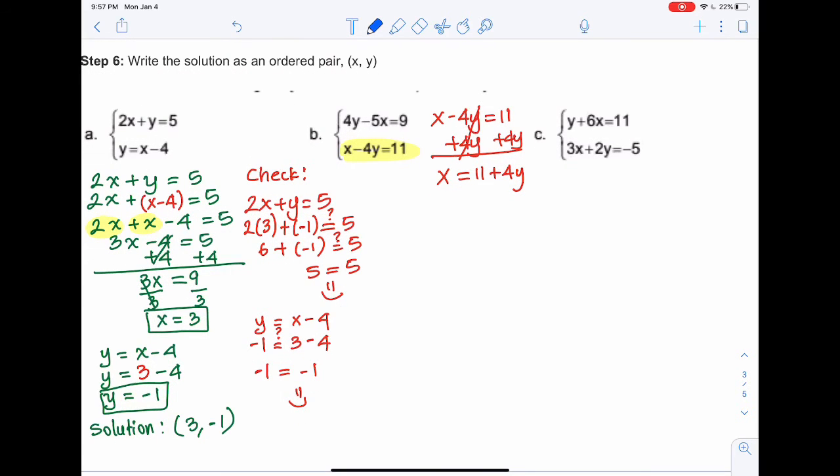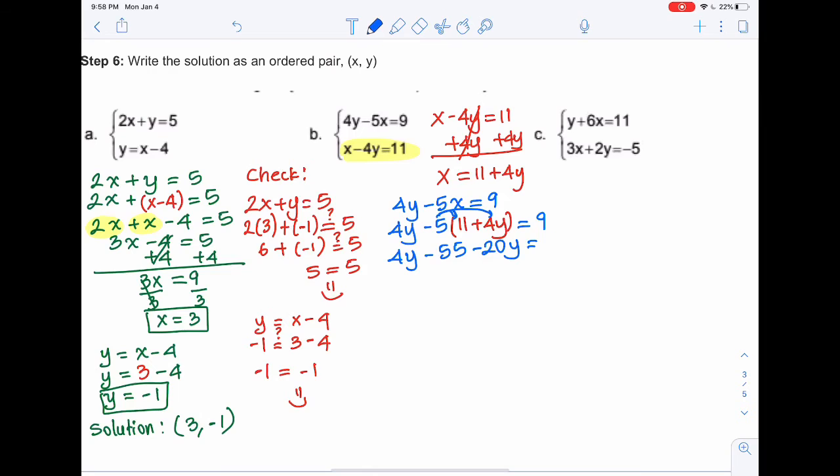Now let's substitute x in the first equation. 4y minus 5x is equal to 9. We will keep 4y as it is, and we are going to plug in, substitute x with 11 plus 4y. Now let's distribute negative 5 over 11 and over 4y. From here, it is going to be negative 55 minus 20y is equal to 9.